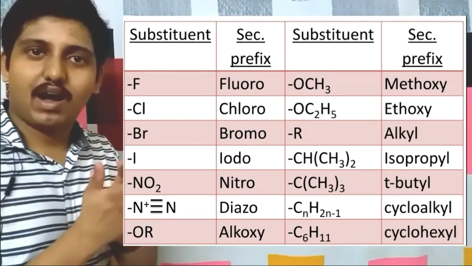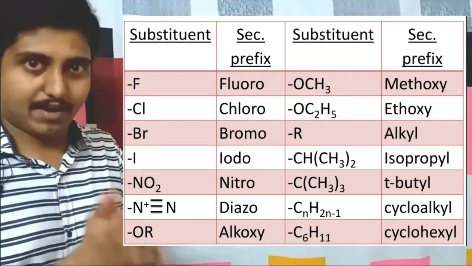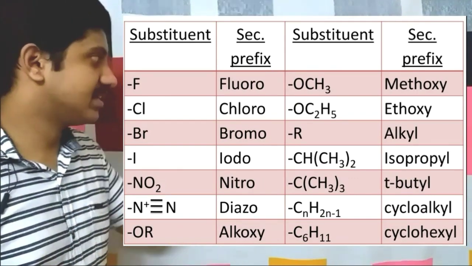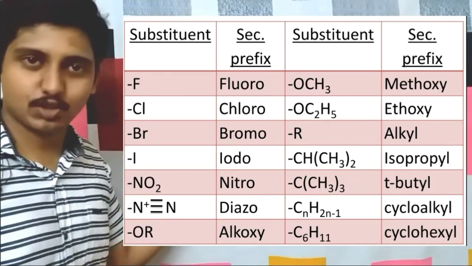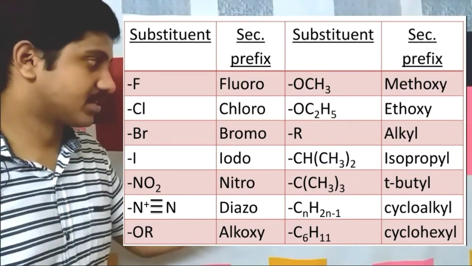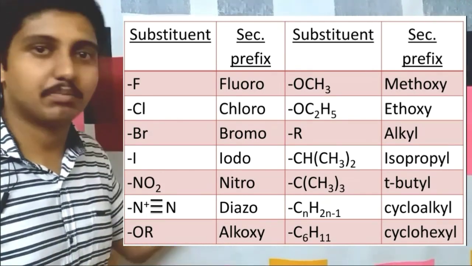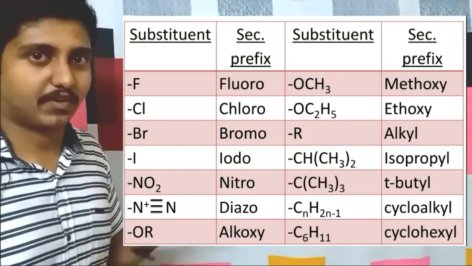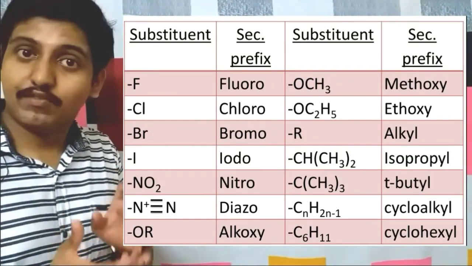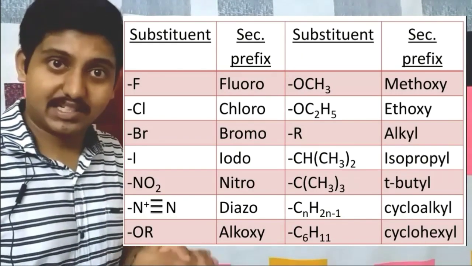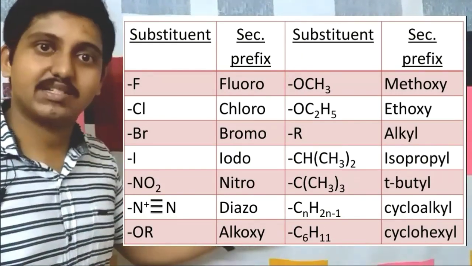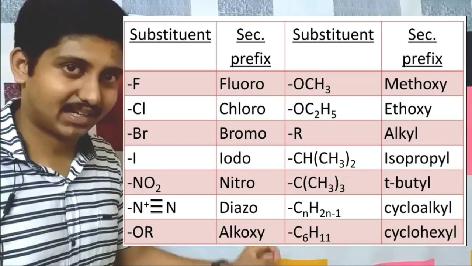And if that is a complex substituent group, say like CH3 twice, then it is isopropyl. Then C(CH3) thrice, tertiary butyl. These are some common complex substituents that come for your exams. And then if a cyclic ring is acting as a substituent, then it is read as cycloalkyl. Now let's see what a suffix is. A suffix is the word that comes after the word root. So there are two kinds, a primary suffix and a secondary suffix.